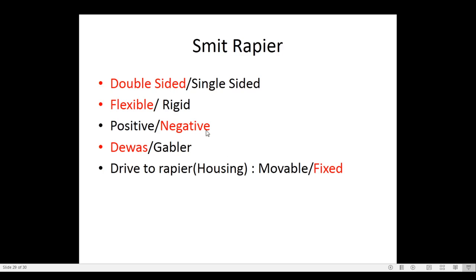Again, another case study we will see. Another machine we are having in our workshop. So this is the Dornier rapier we are having. Dornier is the company. So for this Dornier rapier, the rapier configuration is double sided. Left hand and right hand rapier is there, but rigid.